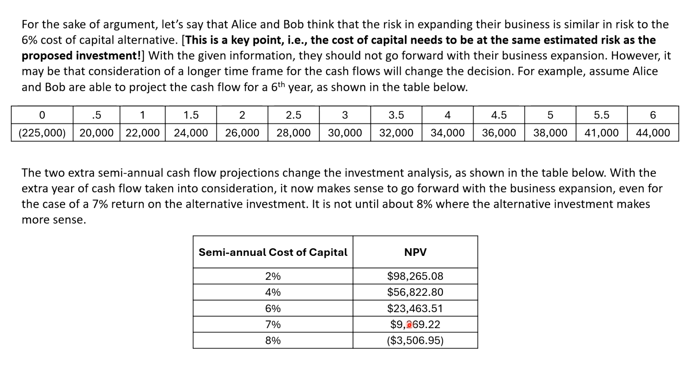It's not until you start getting close to even 7% that it still would be advantageous to expand their furniture company, but it's not until you get around 8% where it might be better to put the money somewhere else.